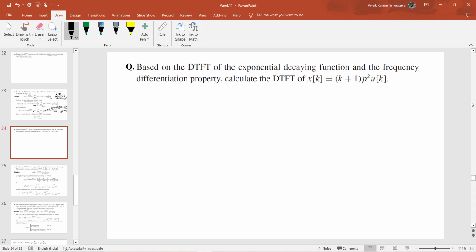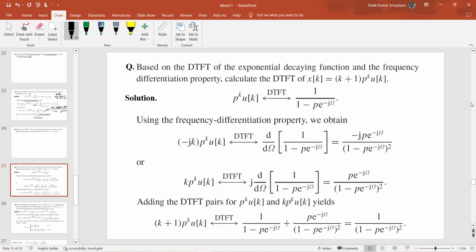Yeah, the next problem is based on the discrete time Fourier transform of an exponentially decaying function and the frequency differentiation property. Calculate the discrete time Fourier transform of x of k, which is equal to k plus 1 into p raised to the power k into u of k.